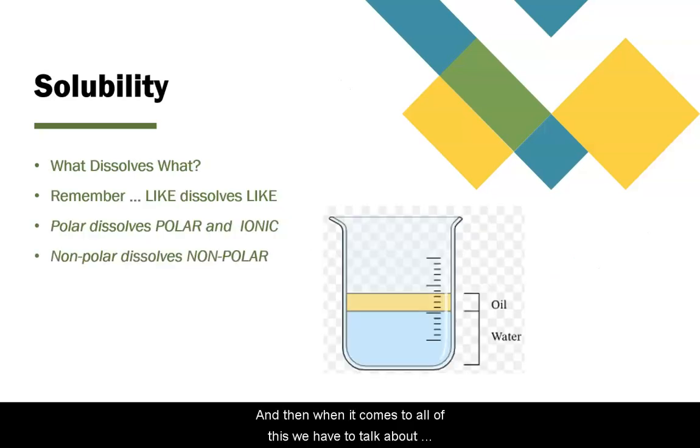And then when it comes to all of this, we have to talk about solubility. I know we've talked about it before, but remember, we have to understand that different things are dissolved in different things. So it's always good to remember like dissolves like. Polar, which has both a positive and also negative pole, will dissolve both polar and ionic, because they both have those two poles that help separate the molecules, versus nonpolar, which will only dissolve nonpolar. This is again why water and oil do not mix, because water is polar and oil is nonpolar.